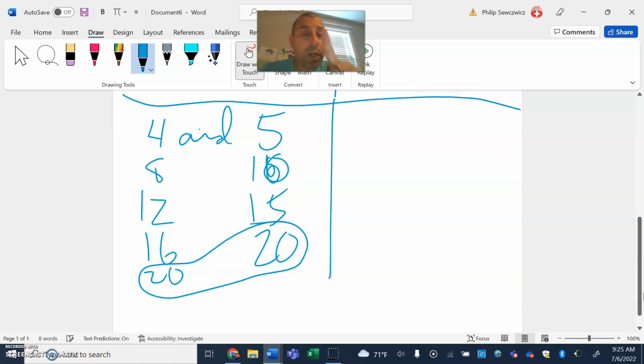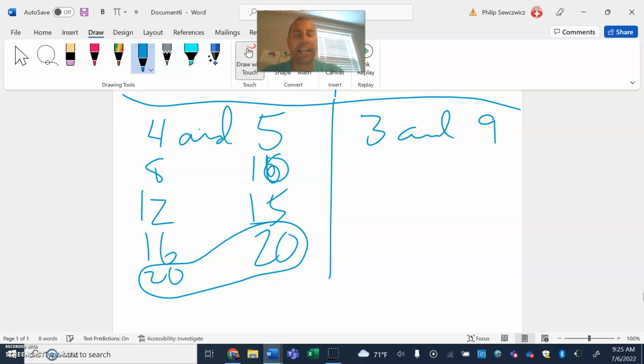We're going to look at one more here, and then we're going to give you a few to try individually. And there are little patterns here, and that's what these last two are going to be about. So let me try one more with you. Let's go after someone like 3 and 9.